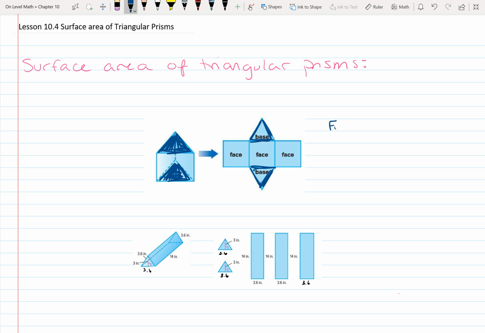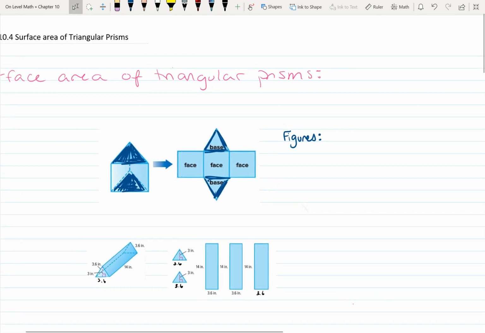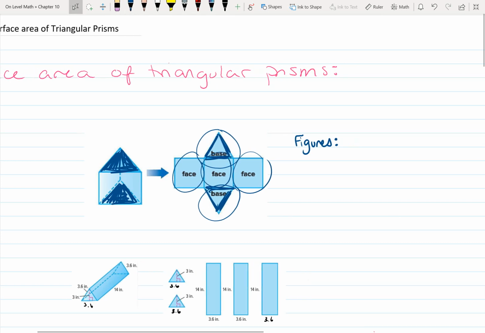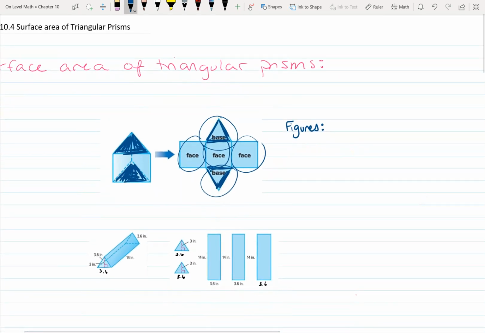The first kind of step is to write your figures. So when you go to write your formula, and again, surface area, that means that you are finding the area of each side, right? The top or the base, the bottom, and then each of the sides, and then we add them together. So the figures, it's saying, well, what are the bases? Well, the bases, we've got 2 triangles, plus we've got 3 rectangles. So that's kind of our formula.